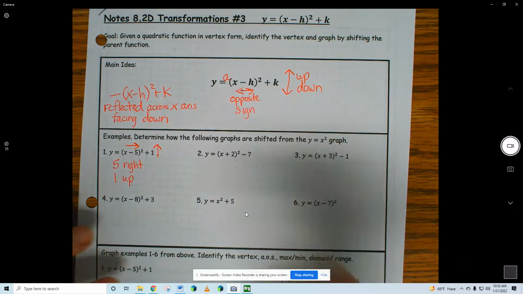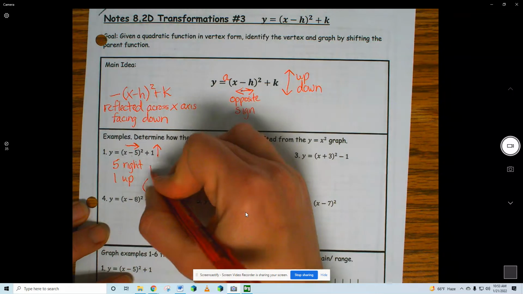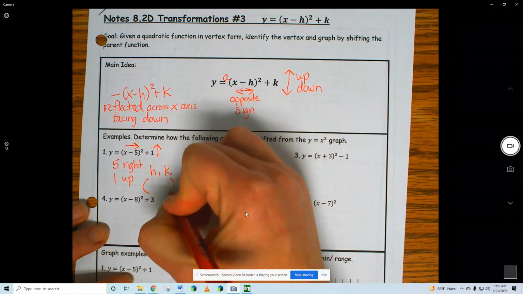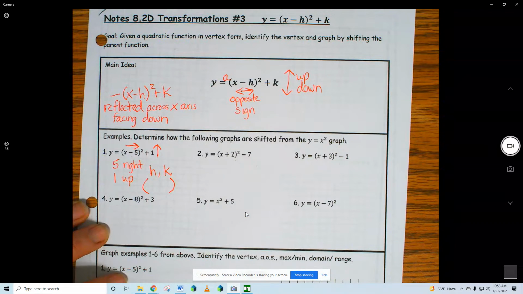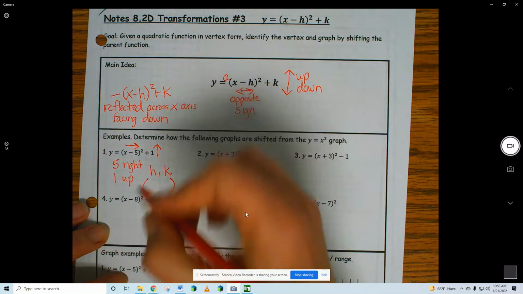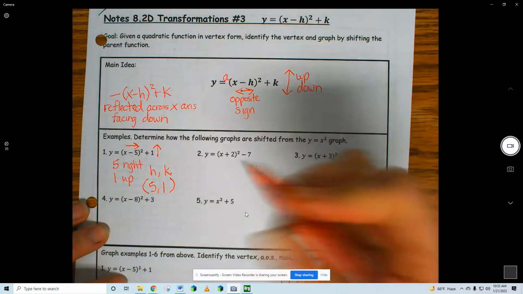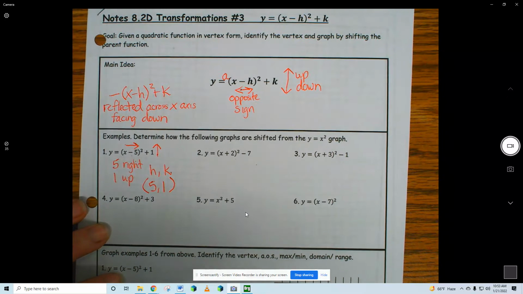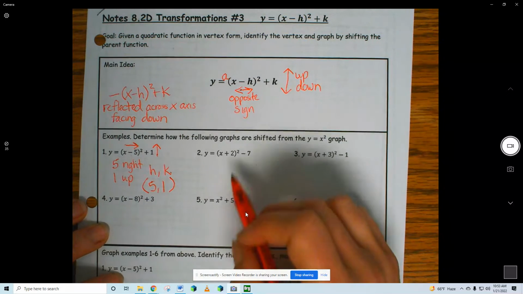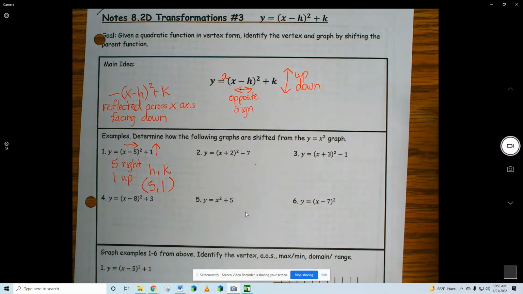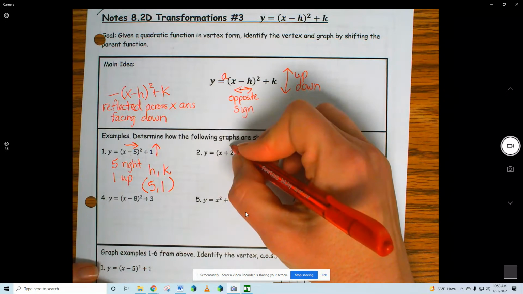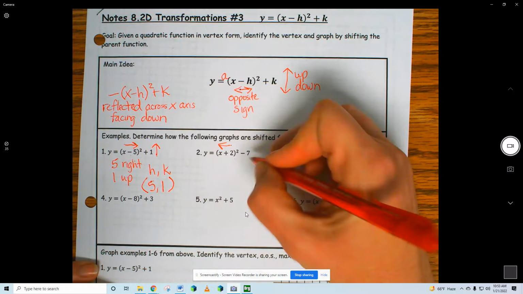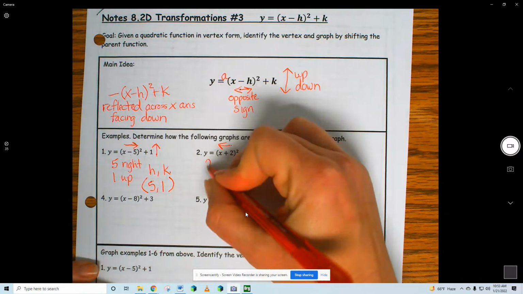So my vertex would be what? What's my vertex going to be? If I go 5 to the right and 1 up, what will it be? 5, 1. Number 2. What's happening to the 2 and the 7? 2 to the what? Opposite sign. 2 to the left, and then 7 down.